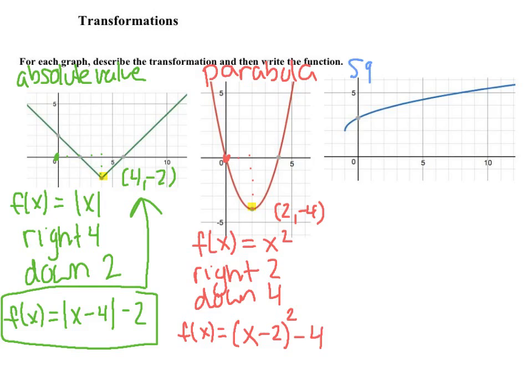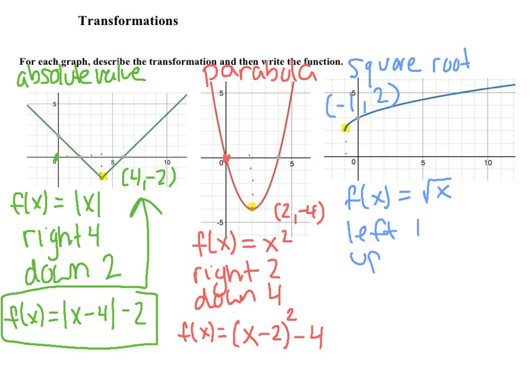The last graph is called a square root graph. The most basic type of a square root graph is going to be f of x equals the square root of x. So I want to find the vertex, and that's going to be right here. And the vertex is going to be at -1, 2. So the graph, starting at 0, went right 1 or left 1, and then up 2. So I'm going to put left 1 and then up 2.